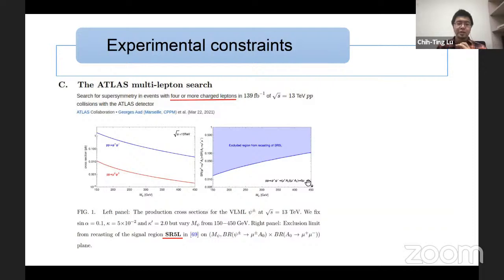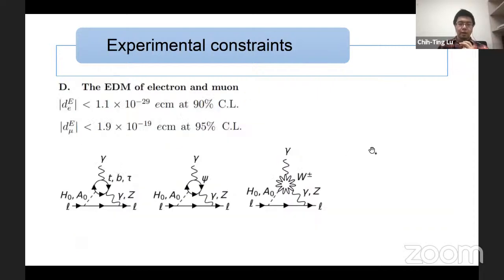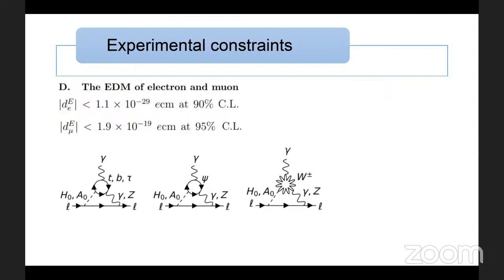So unfortunately, unlike previous speakers' results, where there's a muon-philic Z prime, here our A0 cannot be muon-philic. So the coupling can enhance the A0 to mu plus, mu minus, but not so much because of this strong constraint. Okay, so thank you.